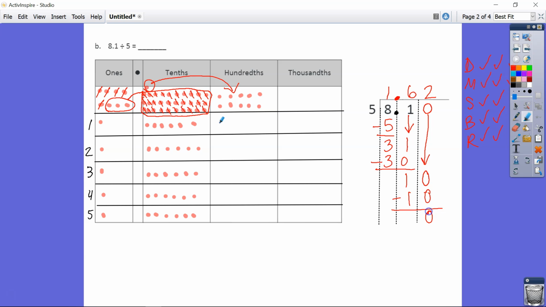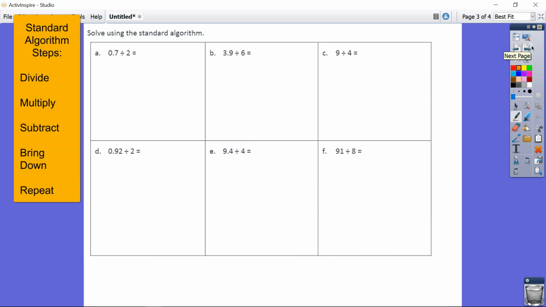Give each person 1, 2, 3, 4, 5, 6, 7, 8, 9, 10. Each person gets 2, or each group gets 2. And my quotient, each person gets 1 whole, 6 tenths, and 2 hundredths. That's how it would look on a standard algorithm. And this is how our place value chart with the number disks would look. Moving on. Now we're just solving using standard algorithm. We're going to go ahead and set these up.